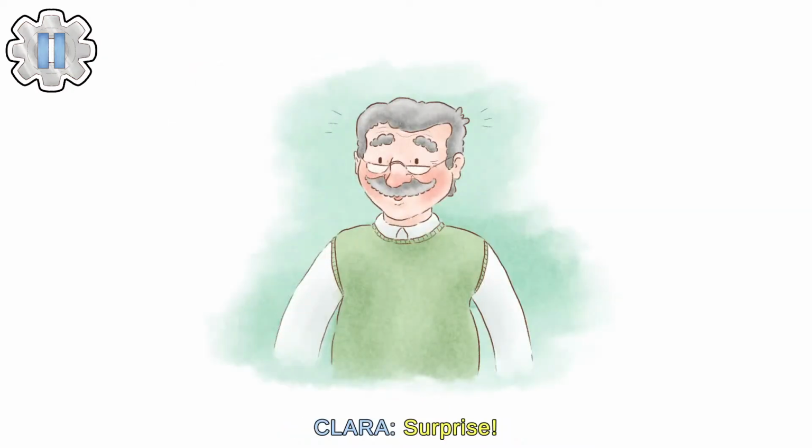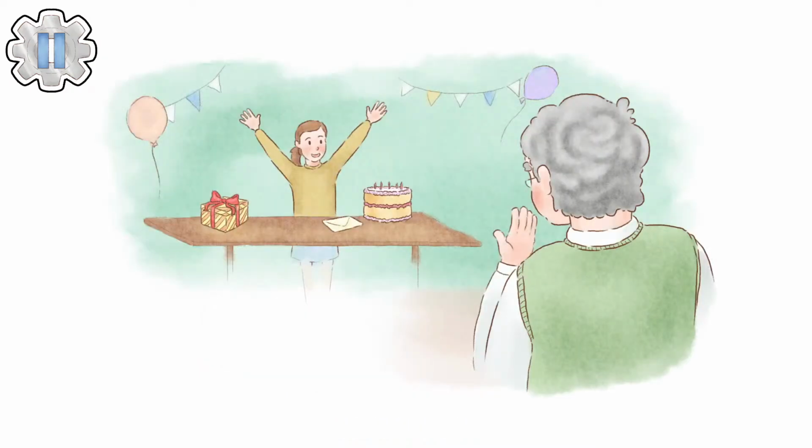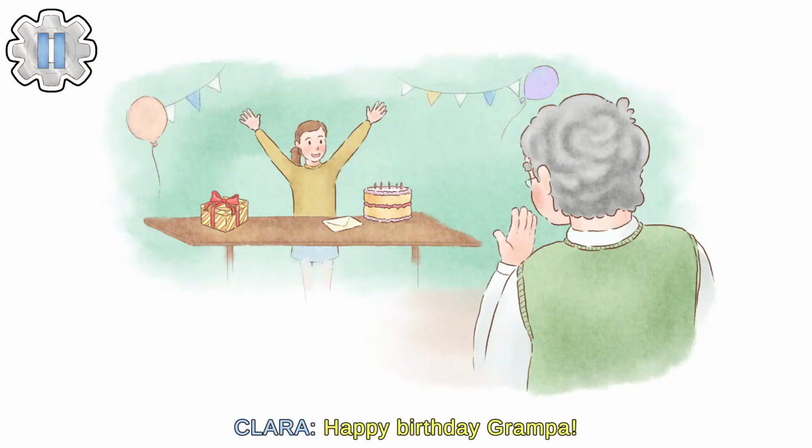Surprise! Oh! Clara, with raised hands and a big smile, presents Grandpa's birthday surprise. On the table in front of her is a present, envelope, and a birthday cake with lit candles. There are balloons and bunting decorating the room. Grandpa looks surprised. Happy birthday, Grandpa!